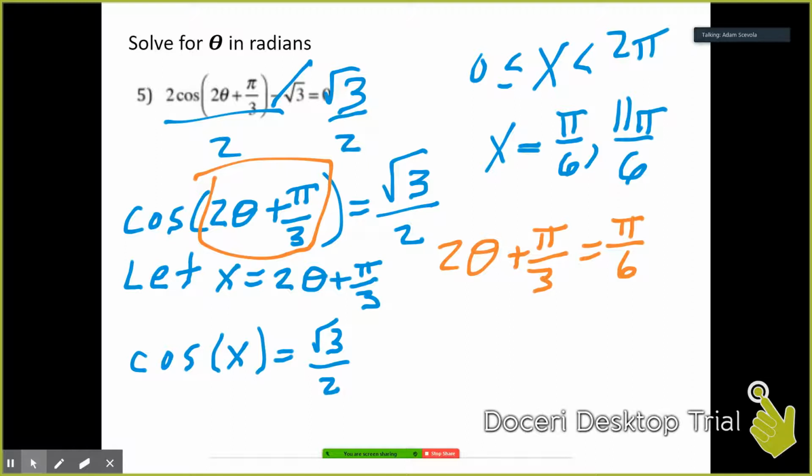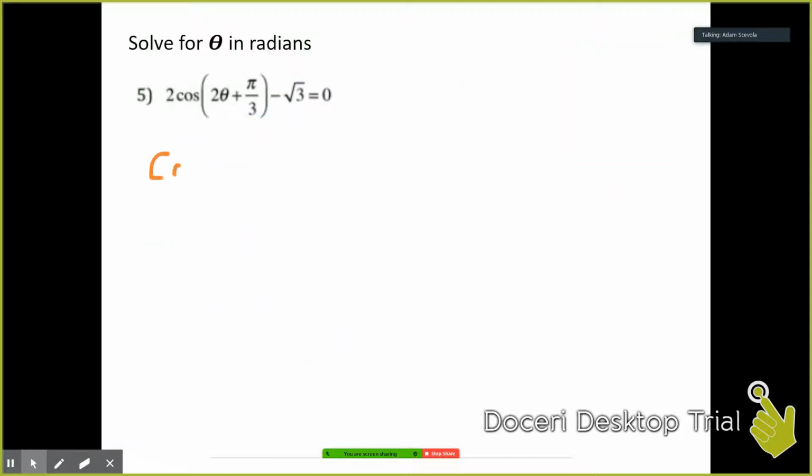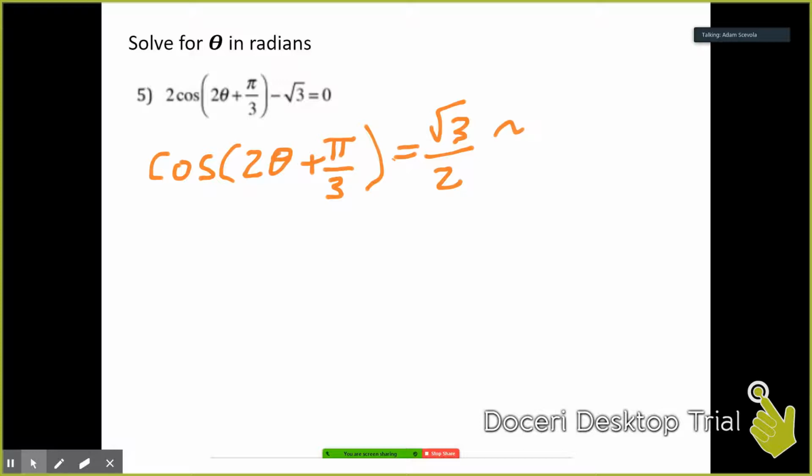Now, if we think about the graph, I'm going to erase everything for a second. If you need it back up later, just tell me. I can always go back. All right. If we think of the graph of the cosine of 2 theta plus pi over 3, and then also the graph of root 3 over 2. All right, so root 3 over 2, that's approximately 0.8. All right, and I'll tell you why that makes sense in a second.